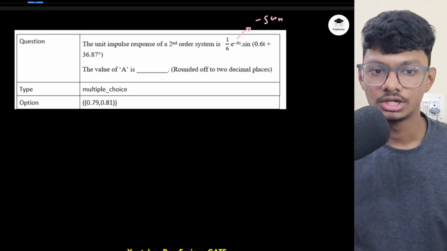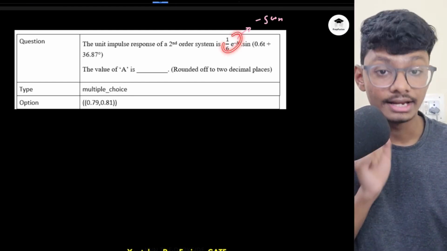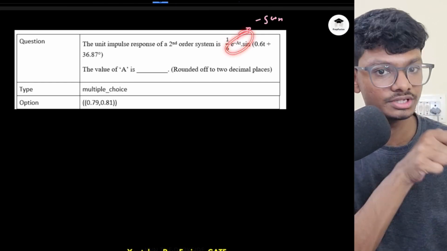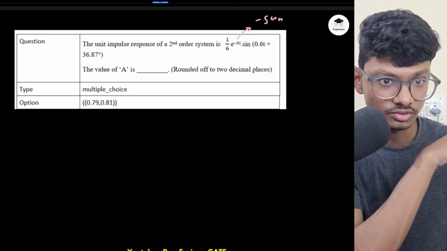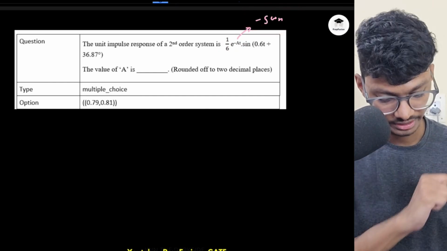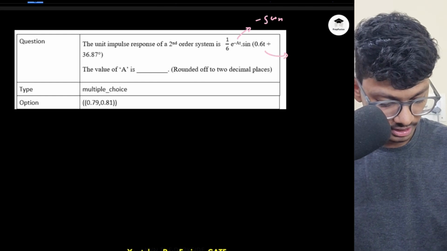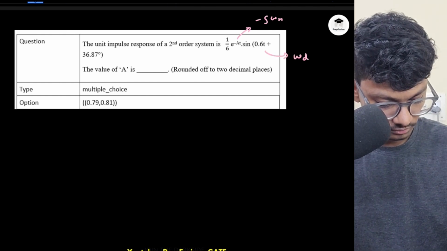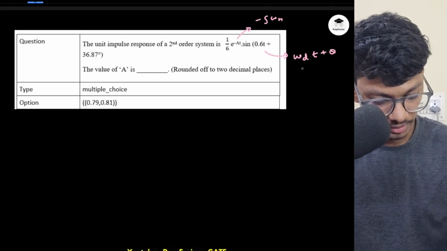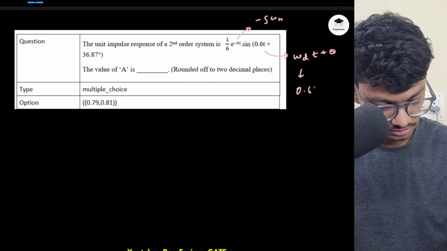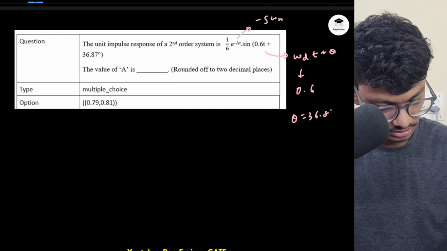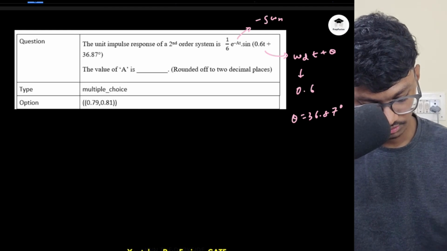How do you remember this? You can remember this as the negative real part of the root, because whatever exponential time constant is always on the real line, right? So it is the negative real part of the root. So that's why this is minus zeta omega n. And this is omega d into t plus theta. Correct? So omega d is 0.6. Theta is 36.86. So I can find out my zeta.